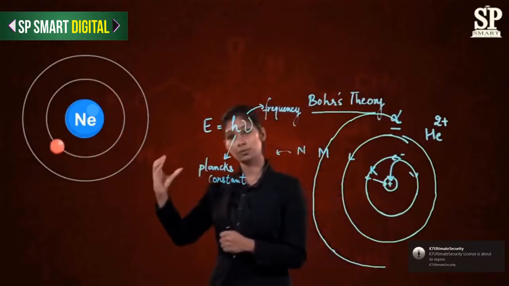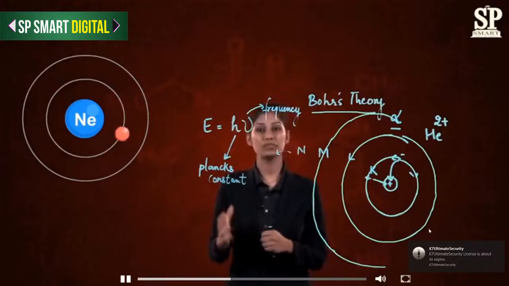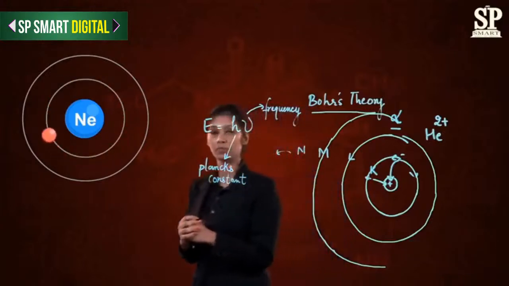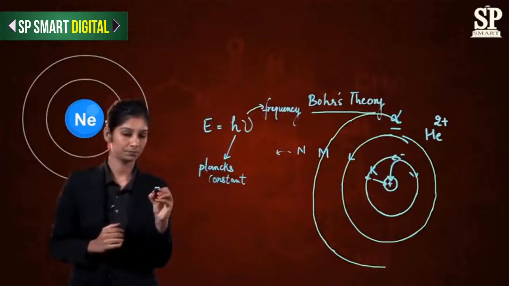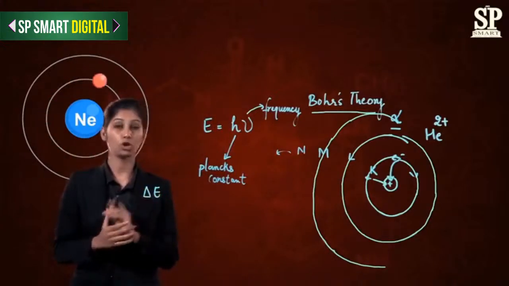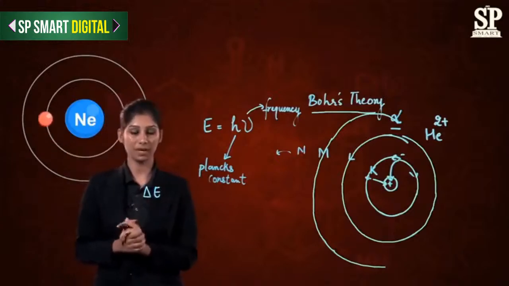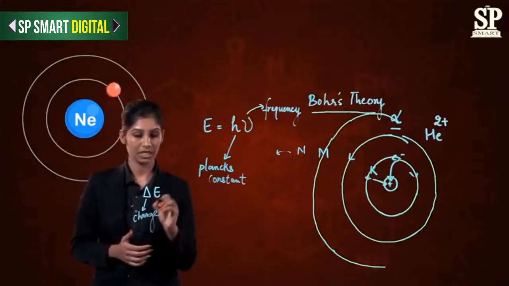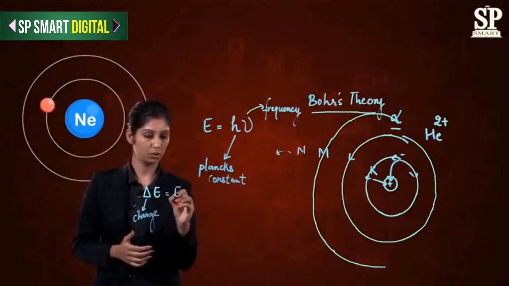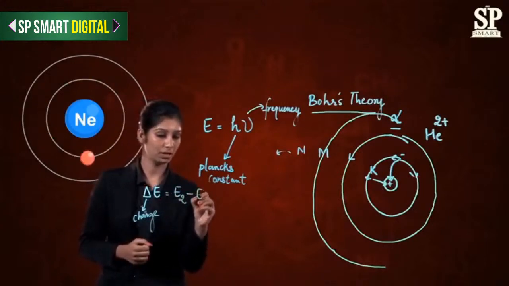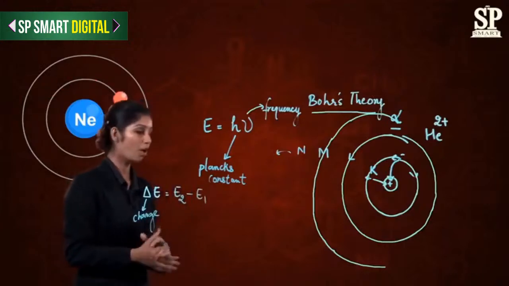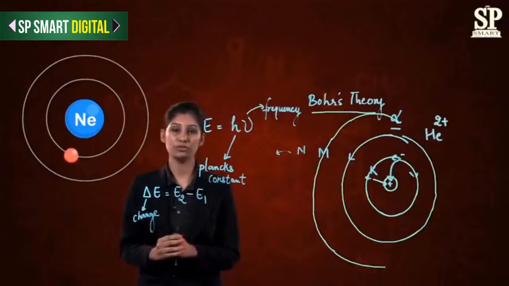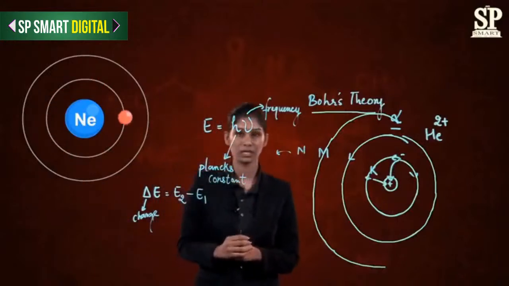The amount of energy absorbed or emitted is given by the differences of energies associated with the two levels, which means the change or the emission of energy is represented by this. This means change. It is called as delta. This change in energy will be equal to E2 minus E1, where E2 is the energy of that energy level where the electron is going and E1 is the energy from where the electron is coming.